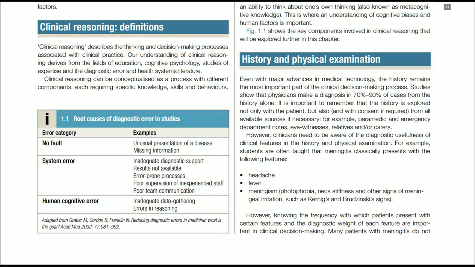History and physical examination. Even with major advances in medical technology, the history remains the most important part of the clinical decision making process. Studies show that physicians make a diagnosis in 70 to 90% of cases from the history alone. It is important to remember that the history is explored not only with the patient but also, with consent if required, from all available sources if necessary. For example, paramedic and emergency department notes, eyewitnesses, relatives, and or carers.